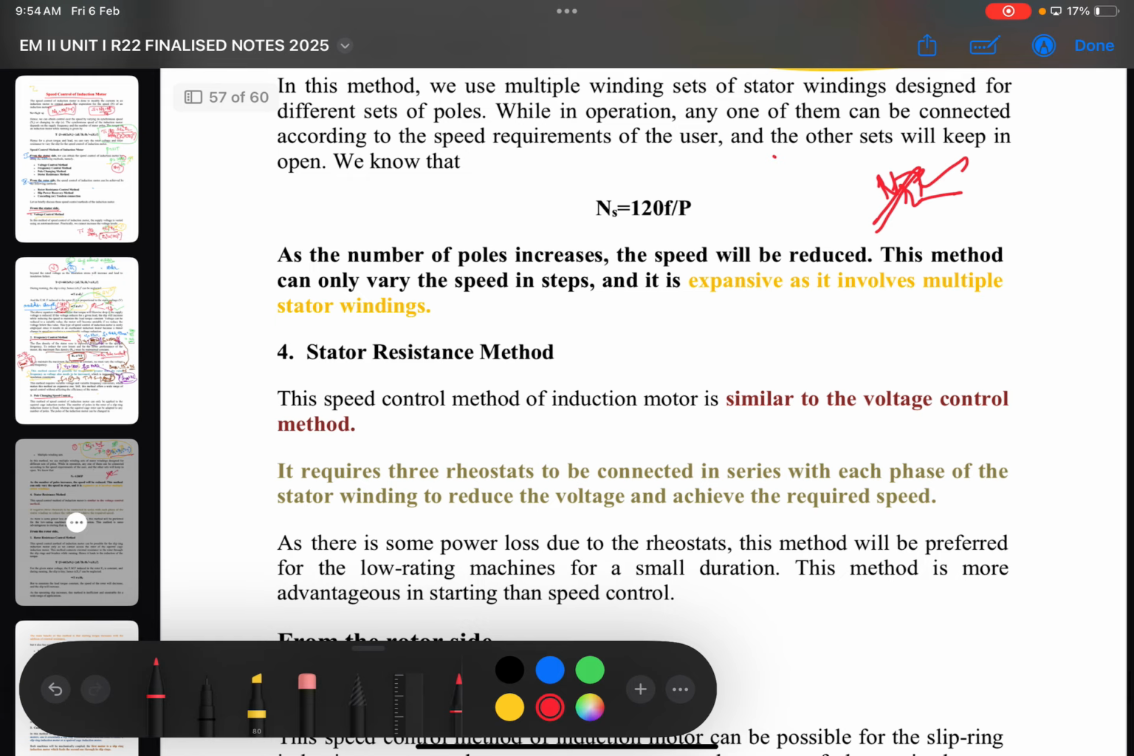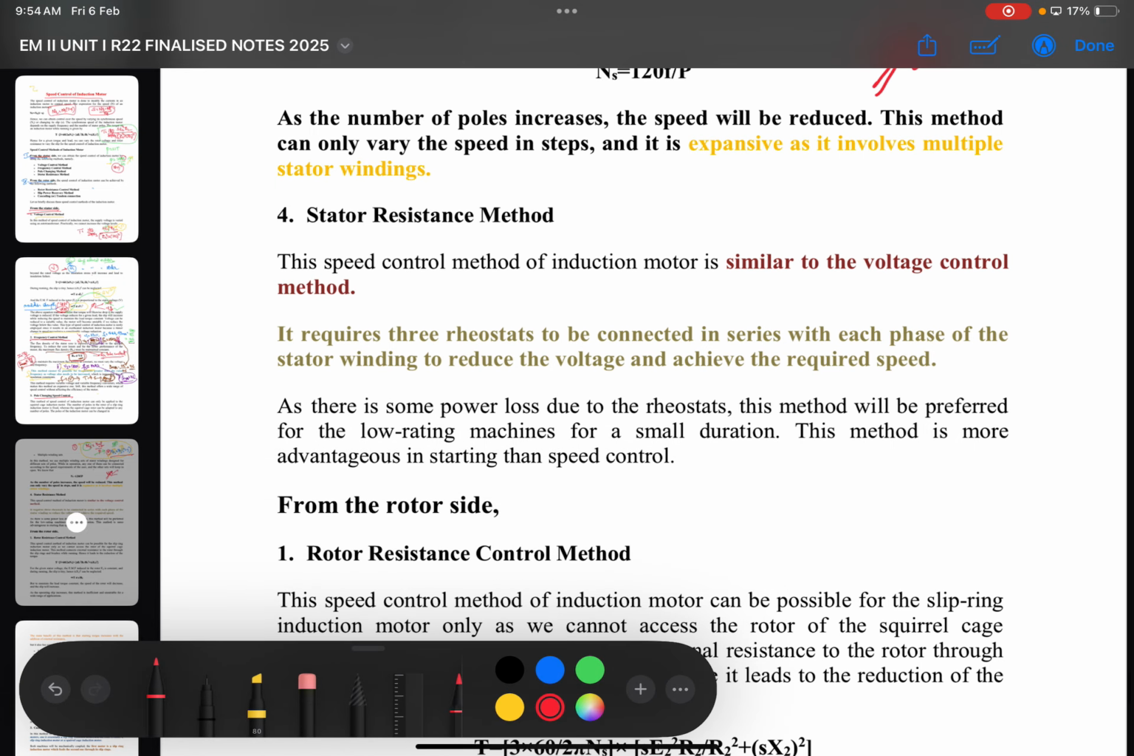From each method, 3 topics is more than sufficient. They won't ask more. And next is the stator resistance control method here.